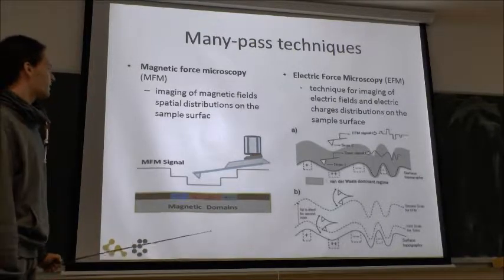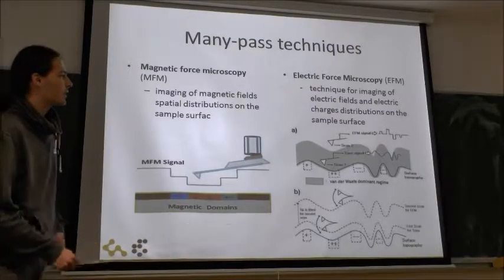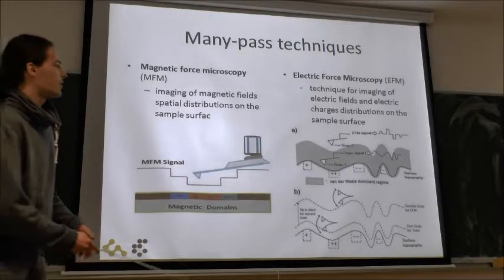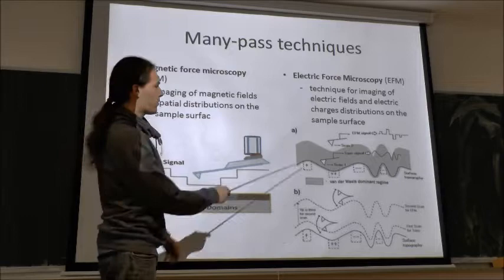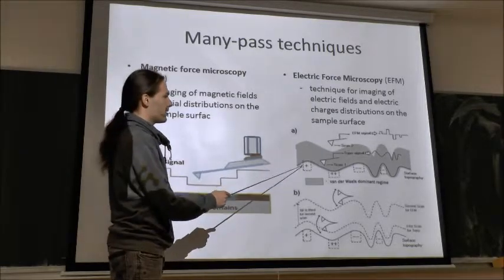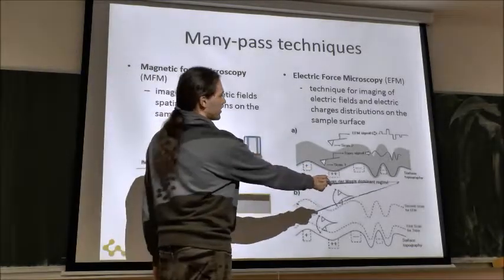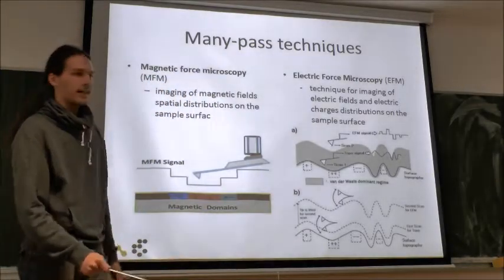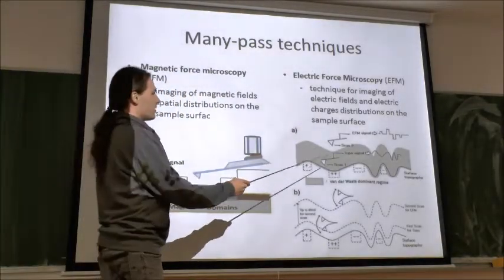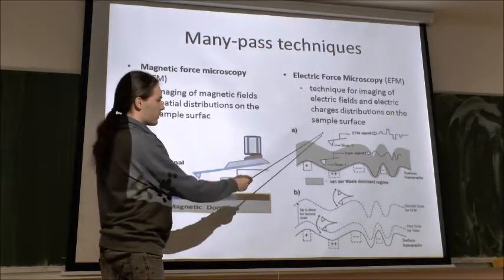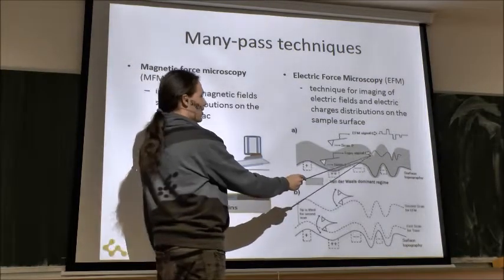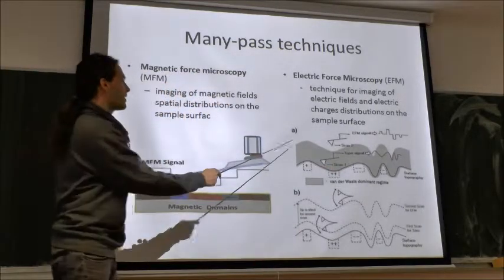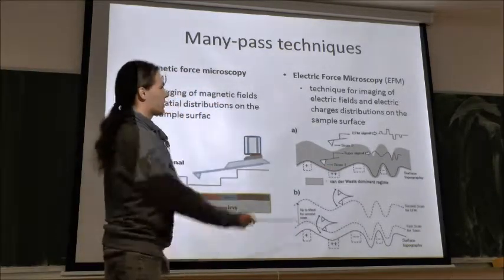These are techniques where we use at least two scans. Here is the presentation. First we do the topography scan, so we obtain such a curve, and in the second scan we move the cantilever and the tip along this shape of the topography, and then we measure different signals.